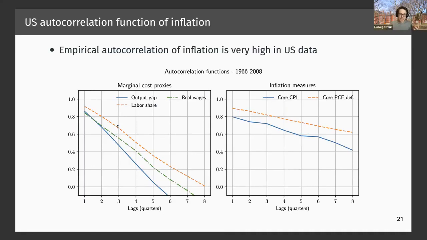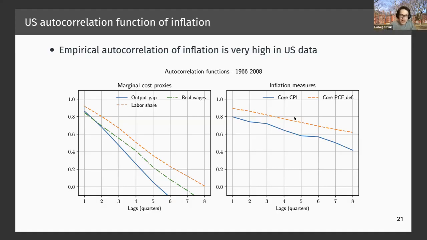Okay, so let's start with the autocorrelations. So here on the right, you see basically the autocorrelations of inflation as a function of the lag. And you see that there's a lot of persistence in core CPI and core PCE. And on the left, you see the common proxies for marginal cost, and you see that there is some persistence there as well, but not as much as in inflation. And people have taken this to argue that there is intrinsic persistence in inflation over and above the persistence of the marginal cost shock that goes into the Phillips curve.